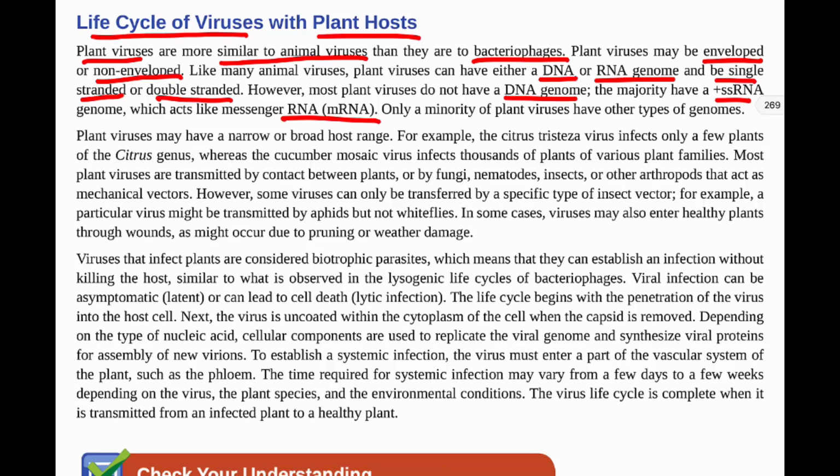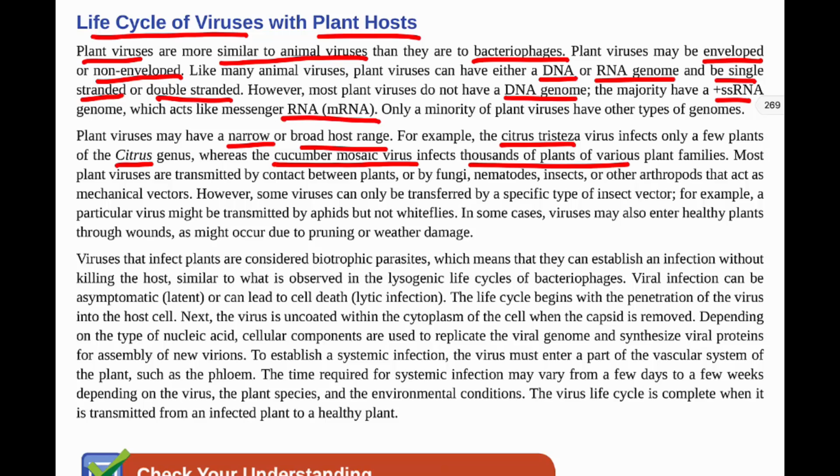So plant viruses may have a narrow or a broad host range. So for example, the Citrus tristeza virus infects only a few plants of the citrus genus, but the cucumber mosaic virus infects thousands of different plants in various plant families. So in this example, oftentimes when we're talking about bacteriophages and viruses with animal hosts, we see a much smaller host range. In this example, with the plant hosts, we see a very broad host range, for example, with the cucumber mosaic virus.